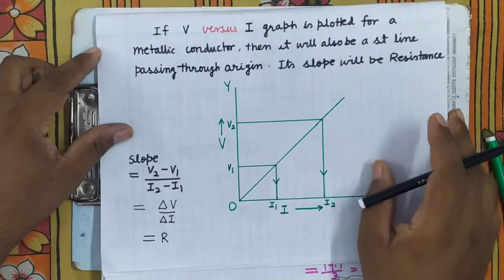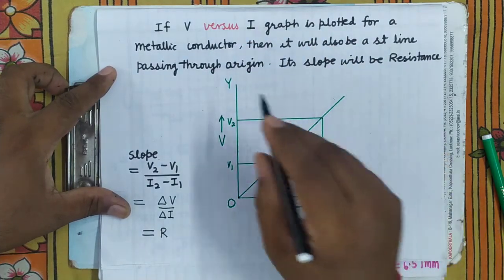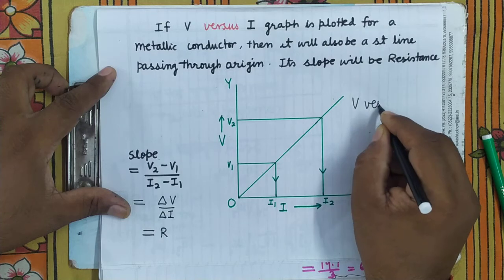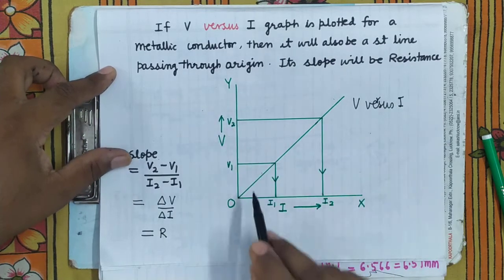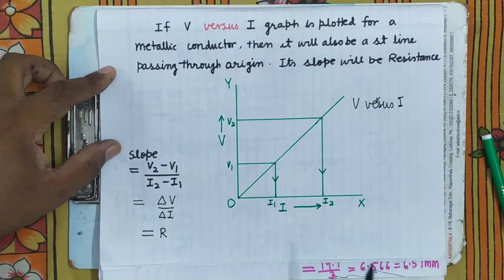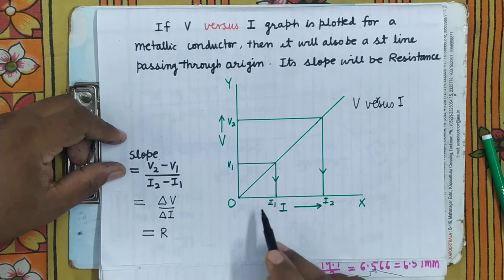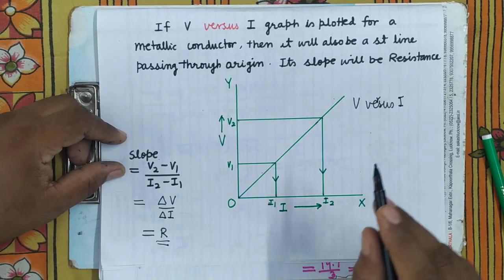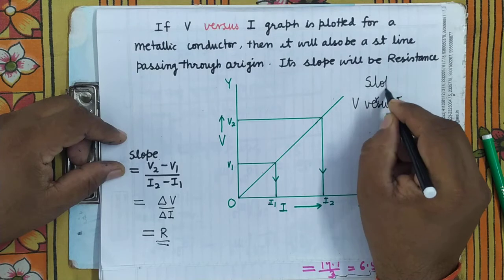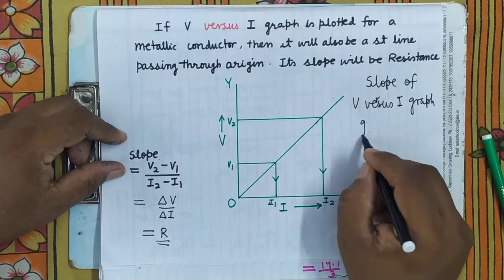Before that, one more thing. If we plot a graph of V versus I, in the previous graph I had plotted I versus V, now it is V versus I. V versus I means V is on the y-axis, I is on the x-axis. The graph will be a straight line passing through origin. But now the slope will be V2 minus V1 upon I2 minus I1, that is delta V upon delta I, which is resistance. So remember that the slope of the V versus I graph gives resistance.